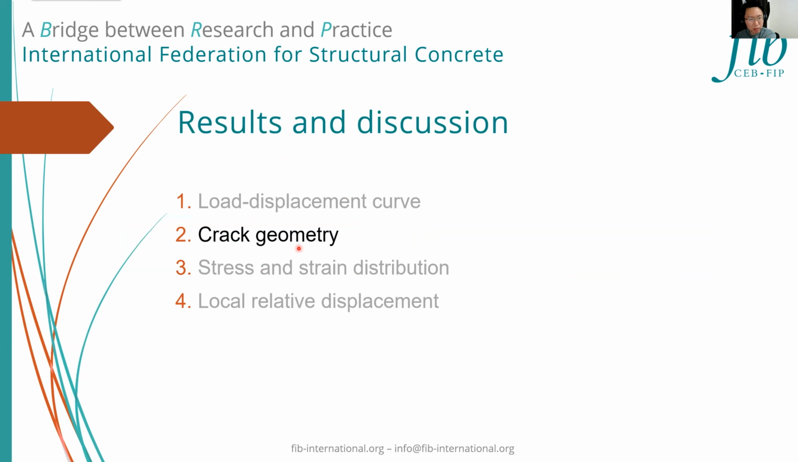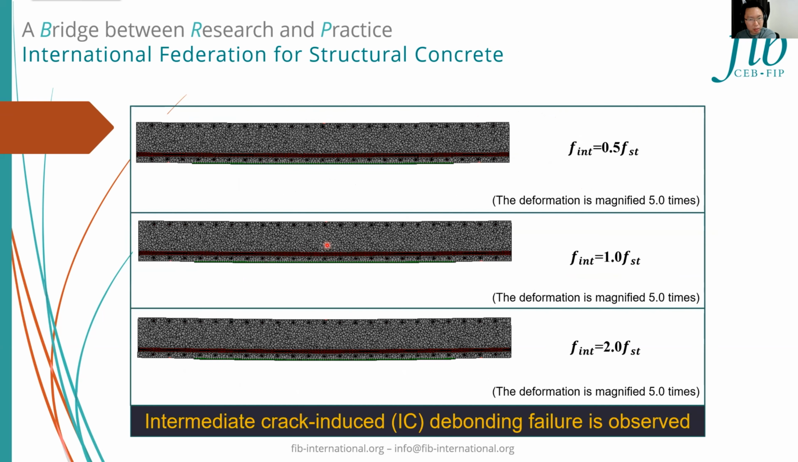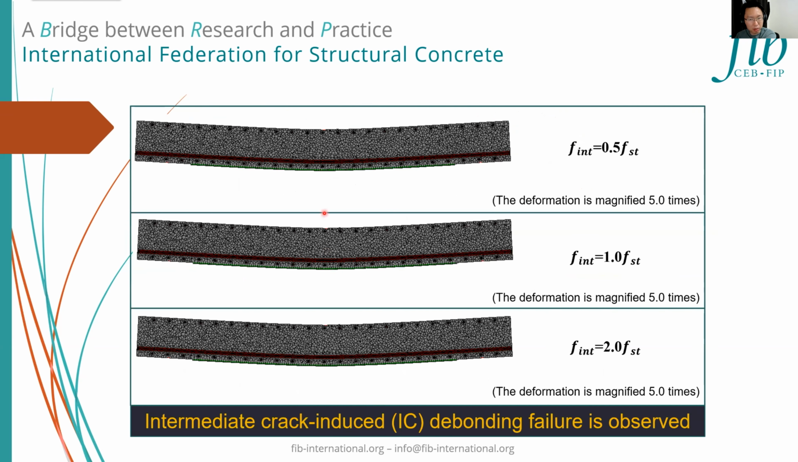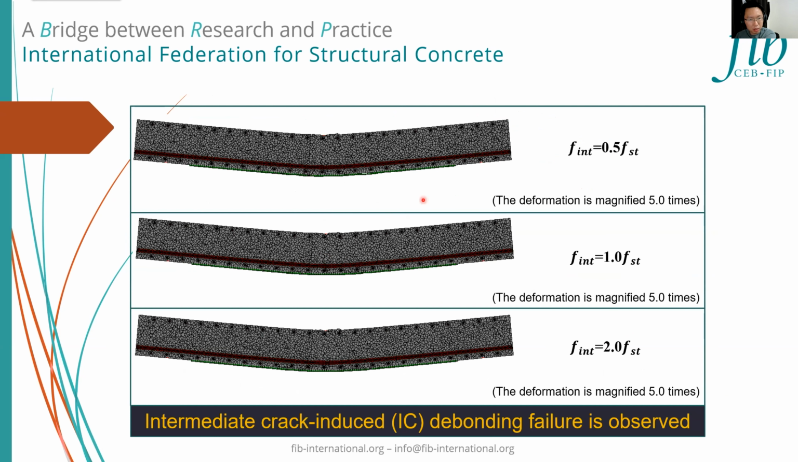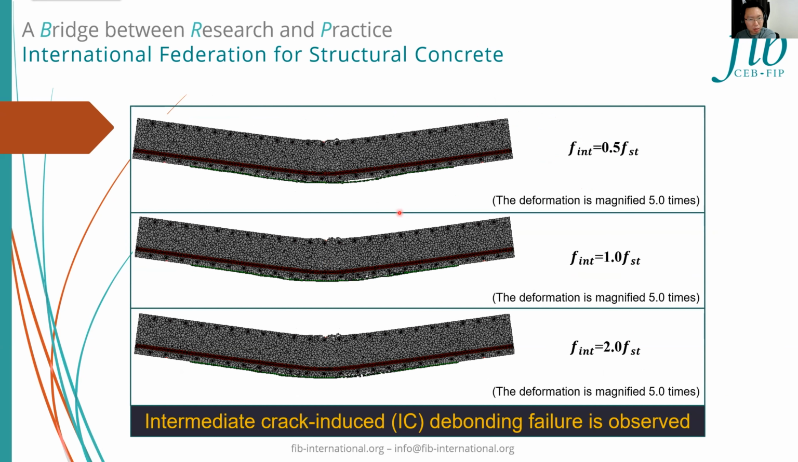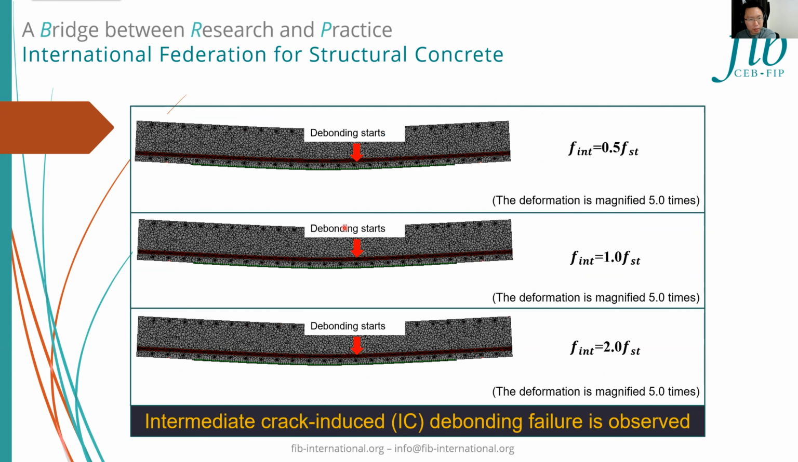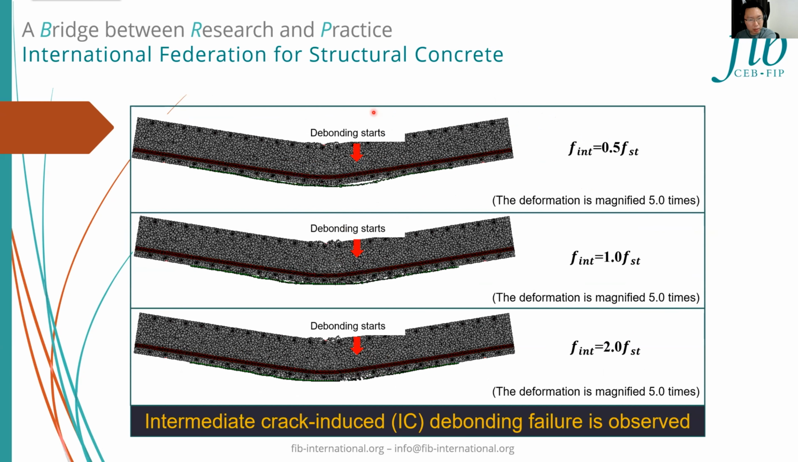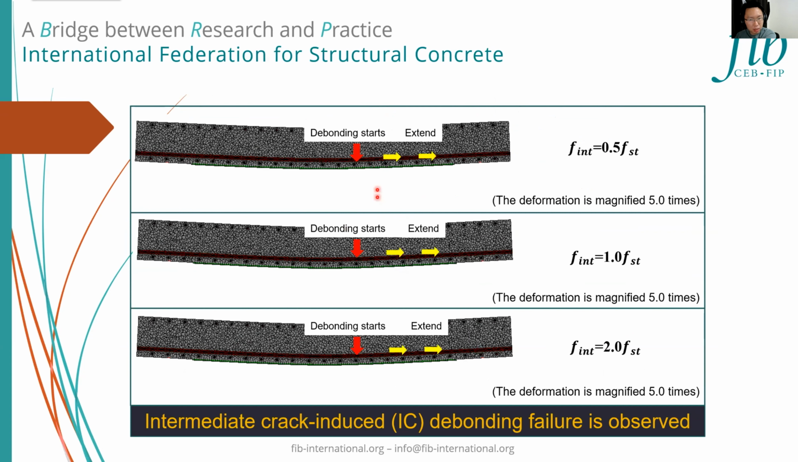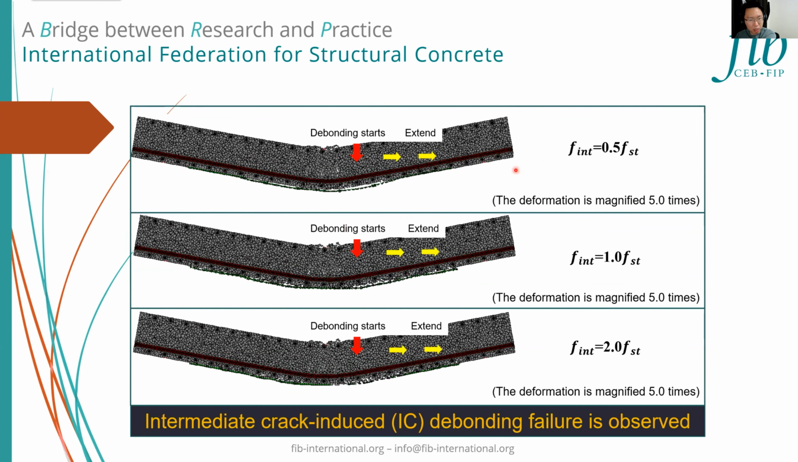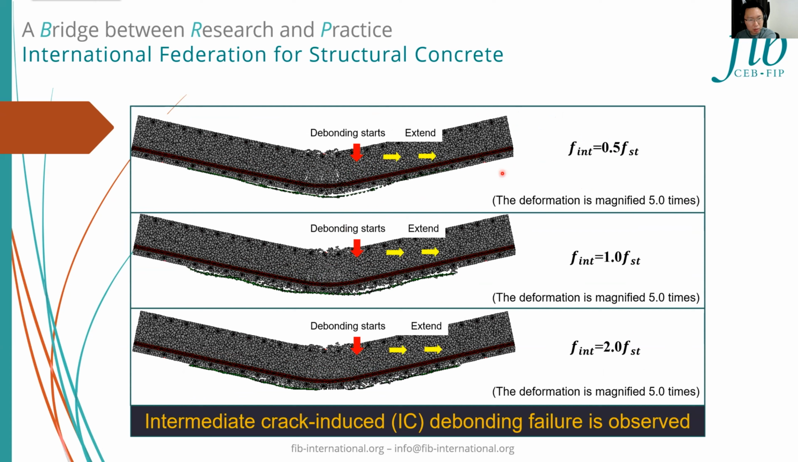The movie showed the crack geometry of the experimental result and the simulation. In the simulation, debonding of the beam with different F interface values start at a similar position and then extend to one end. This intermediate crack-induced debonding failure is the same with the experiment.